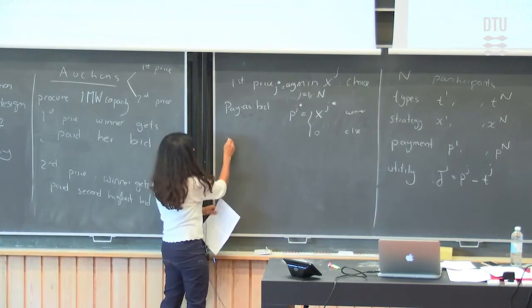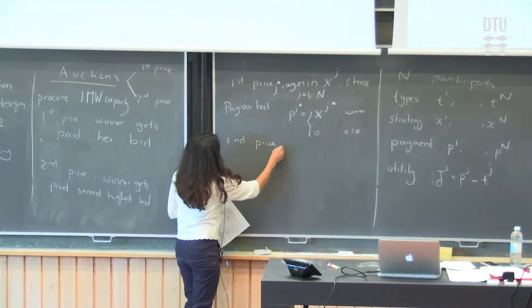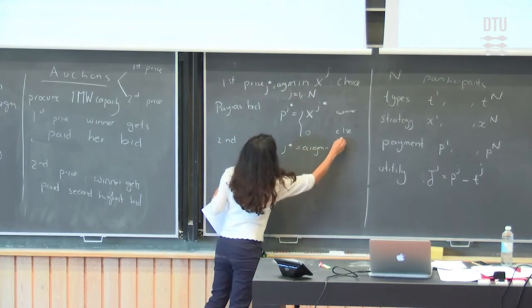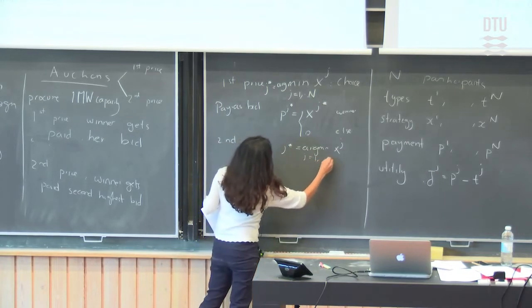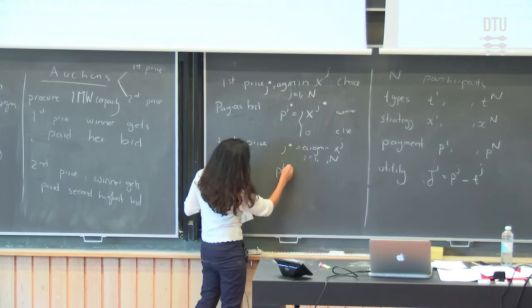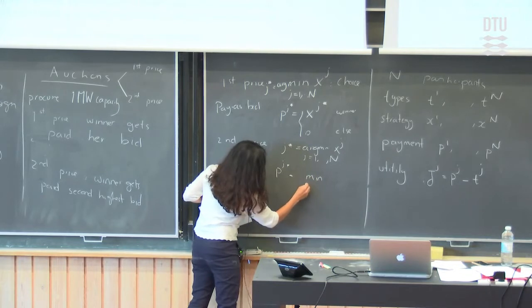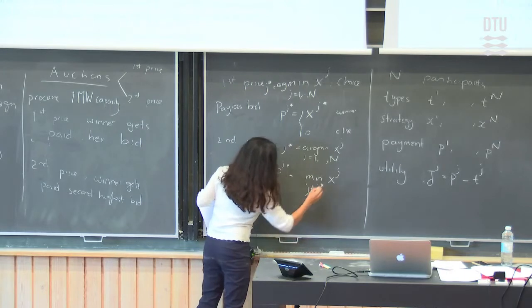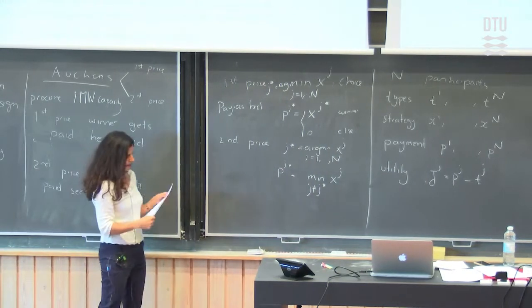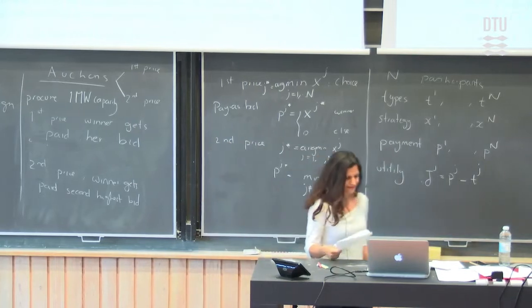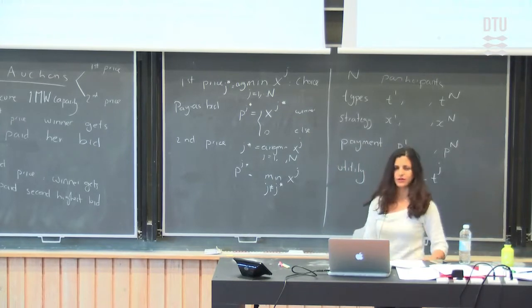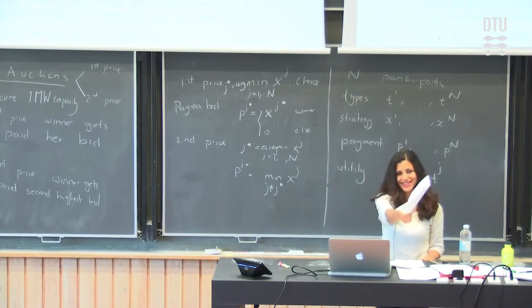In the second price auction, the choice function is the same. So J star is exactly the argmin of xj, j from 1 to n, but the payment Pj star for the winner is the min over j not equal to J star of xj. So it's the second lowest bid. In this case, the payment you get doesn't depend on the bid you made. Yes?